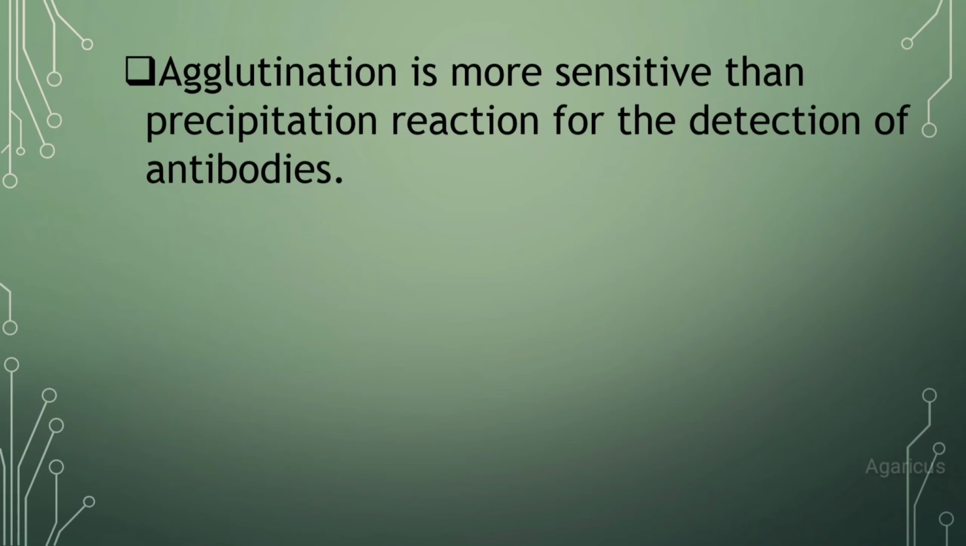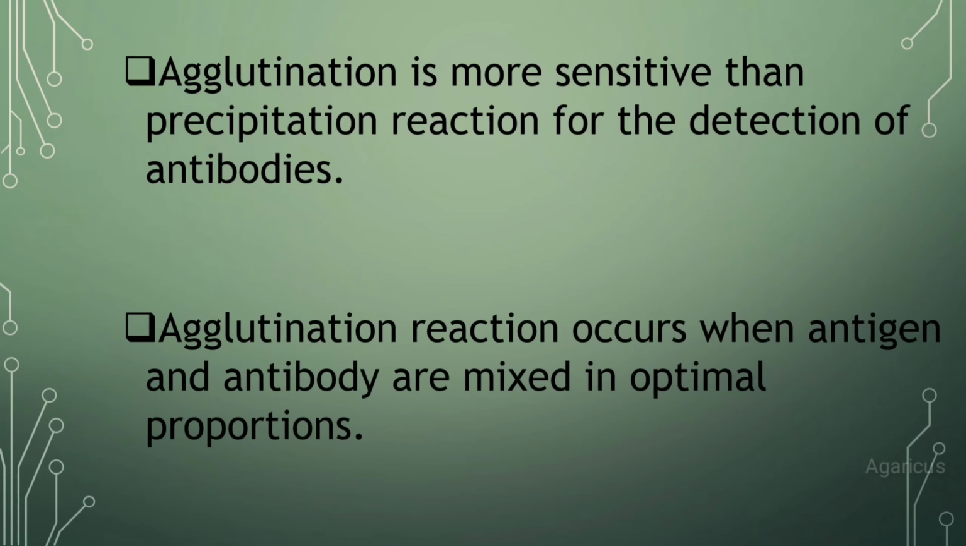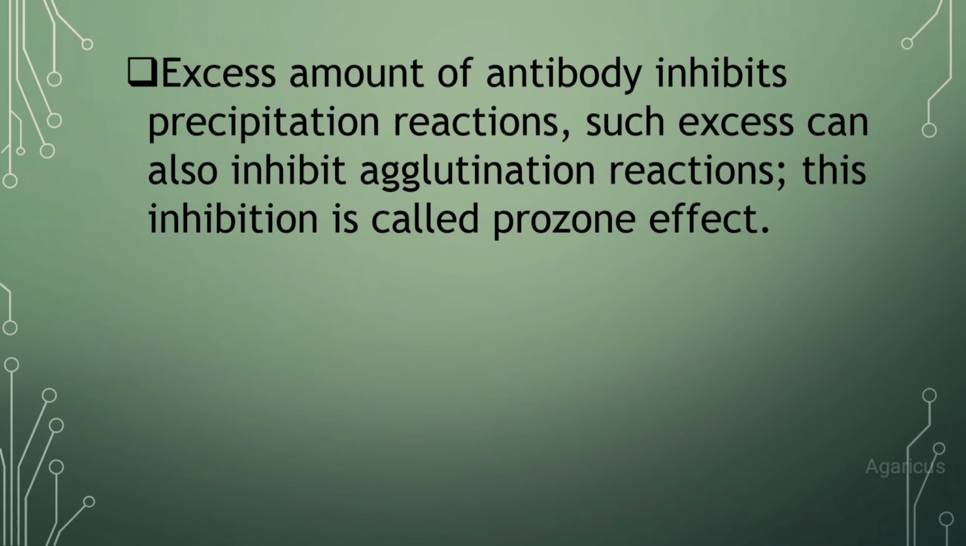Agglutination is more sensitive than precipitation reaction for the detection of antibodies. Agglutination reaction occurs when antigen and antibody are mixed in optimal proportions. Excess amount of antibody inhibits precipitation reaction, and similarly, excess can also inhibit agglutination reaction. This inhibition is called Prozone effect.